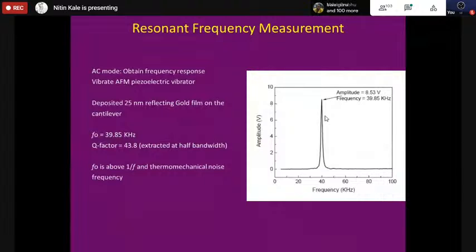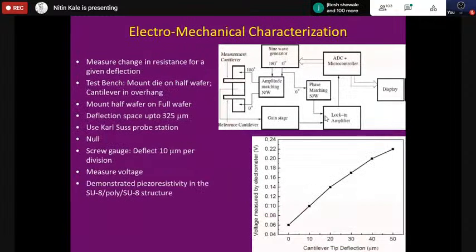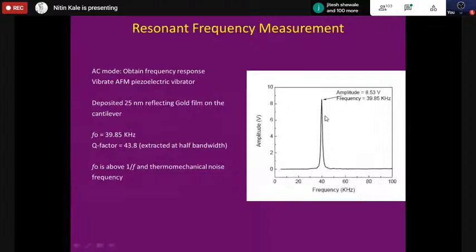Then the cantilever that we had fabricated can also be put in the nose holder of the atomic force microscope, and it can be vibrated. Then you can find out its resonant frequency. So those measurements were done. In fact, we found the resonant frequency to be about 40 kilohertz.